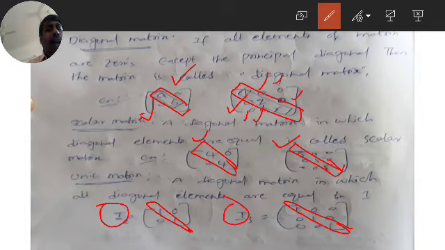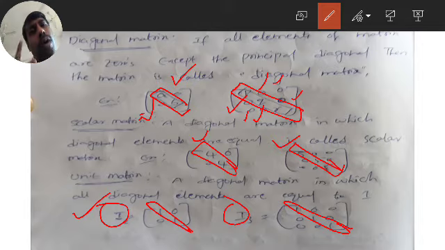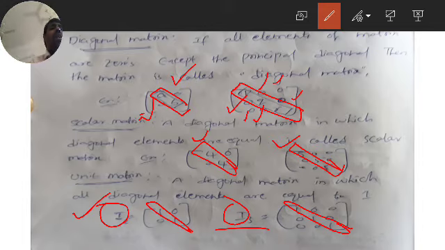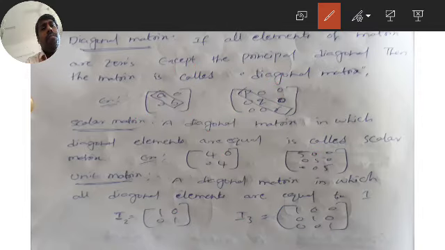Denoted by capital I. I2. I2 means 2 by 2. I2 means it is an identity matrix of order 2, meaning an identity matrix which contains 2 rows and 2 columns. I3 means it is an identity or unit matrix of order 3, that is, it contains 3 rows, 3 columns.